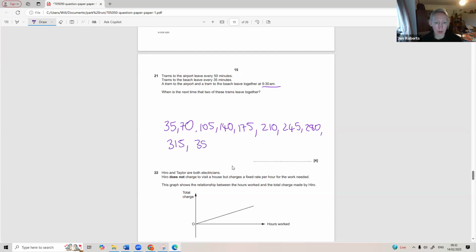Aha, 350 minutes. I definitely know that is a multiple of 50. So 350 minutes is your next amount of minutes they leave together. But I need the time on from 9:30 a.m. So how many lots of 60 minutes in an hour, right? I know that there's 5 lots of 60 to make 300. So 5 hours, 50 minutes.